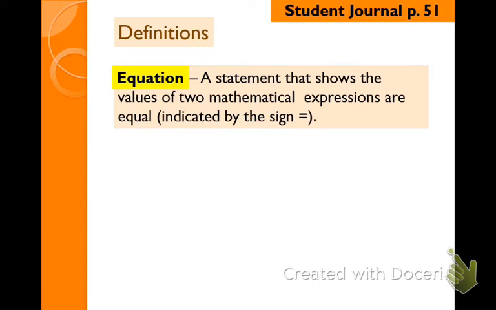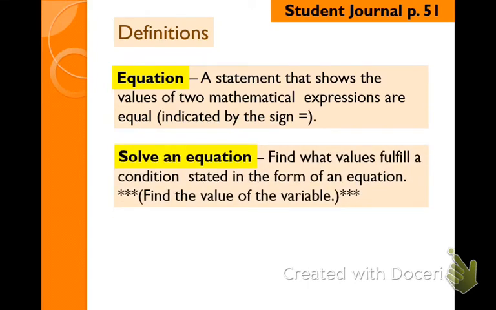It is a statement that shows the values of 2 mathematical expressions as equal. So there are equations. When you solve an equation, what are you trying to solve for?